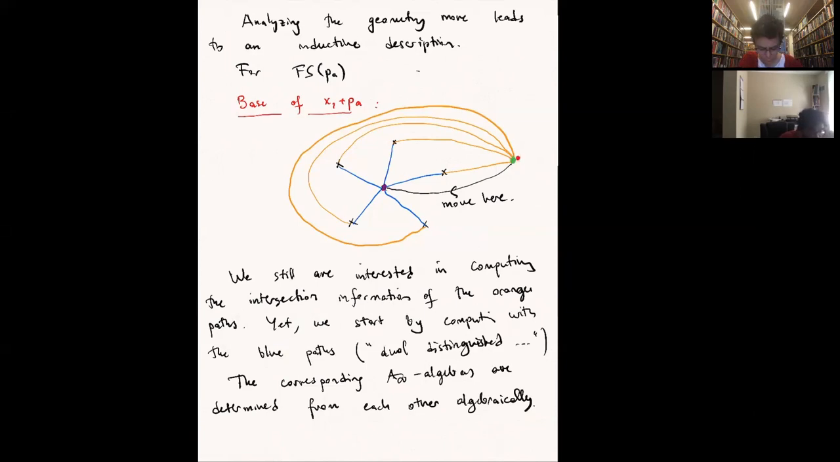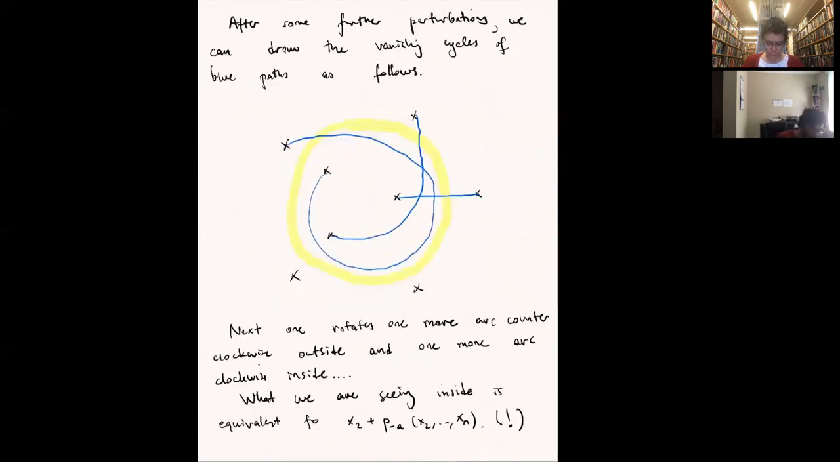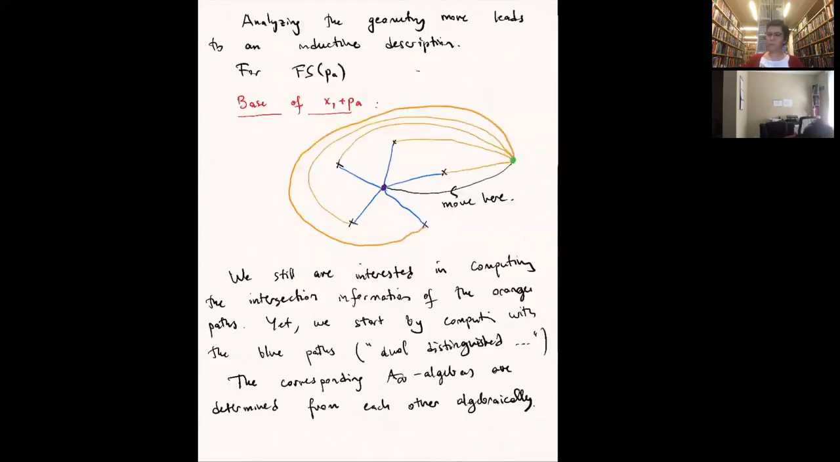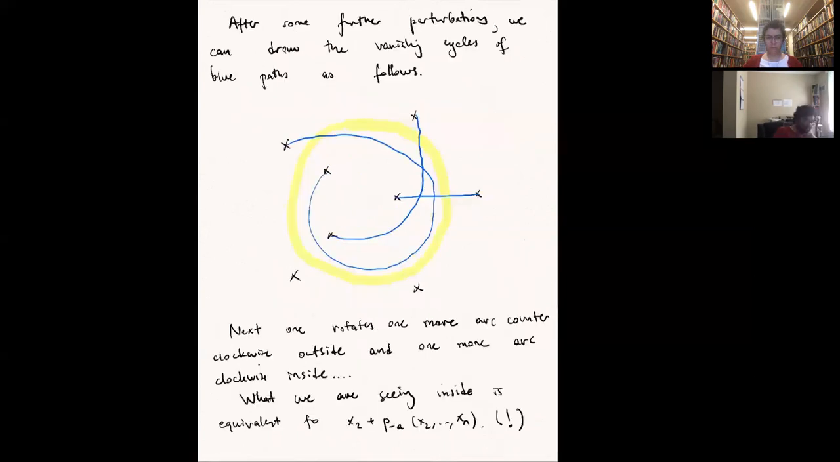And to use more of the symmetry, I actually want to compute the intersection information of the blue paths, not outside at this green point, but inside at the origin point. So the upshot is that now I want to compute the vanishing cycles inside this fiber about the origin, which I think is purple, or blue maybe. Anyways, the vanishing cycles are going to be drawn in blue.